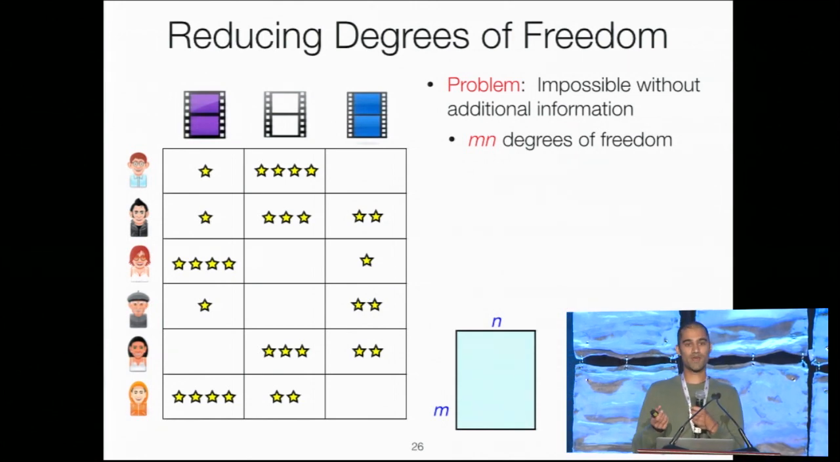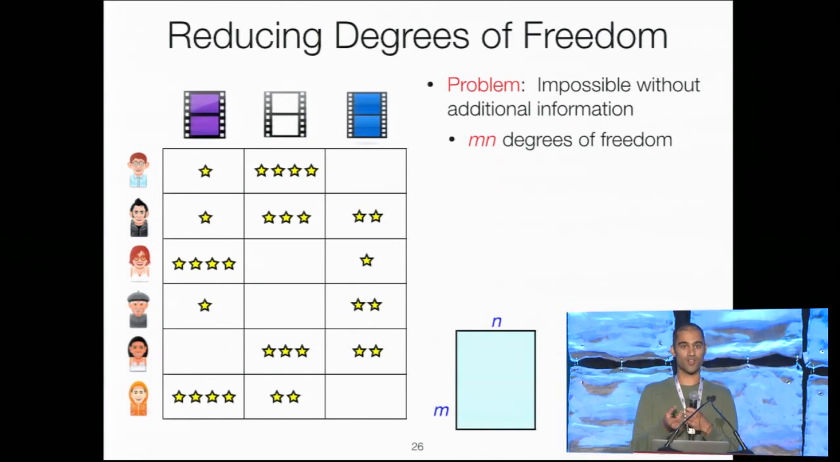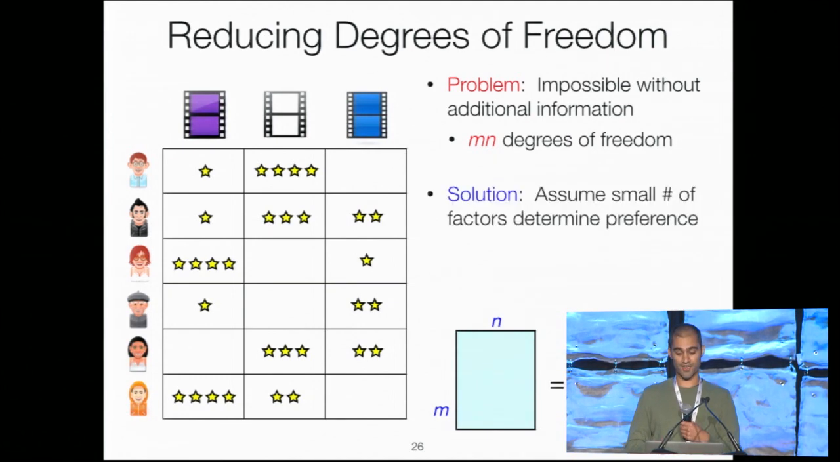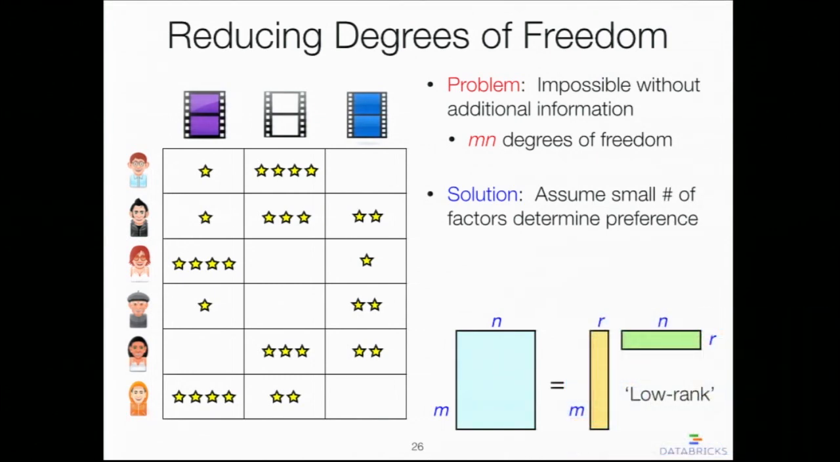If every entry of your matrix is completely independent, there's no way you can hope to learn from what you've seen. So you have to do something to reduce the degrees of freedom. People often do this by making a so-called low-rank assumption. The idea is that you assume a small number of preferences determine user preference and describe movies, and doing so, you can drastically reduce the degrees of freedom in your model.